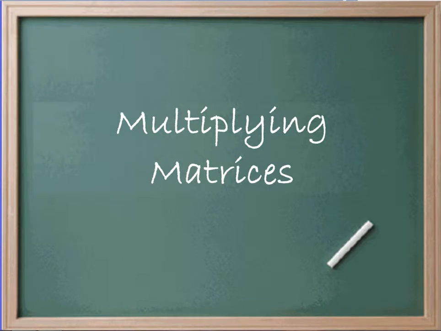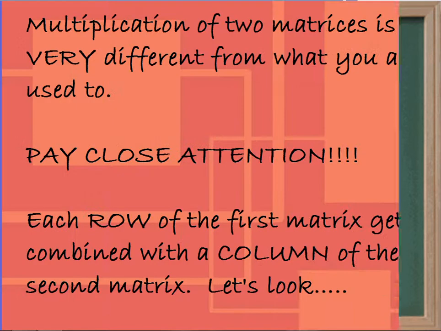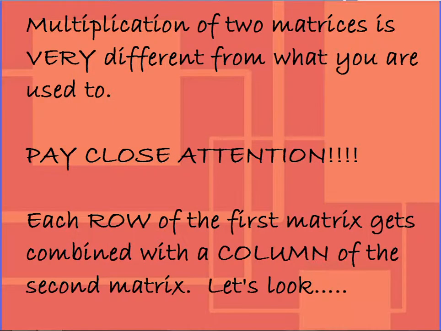Today we're going to talk about how to multiply matrices. Multiplication of two matrices is very different from what you're used to. You need to pay extremely close attention. So in multiplication, each row of the first matrix is going to be combined with each column of the second matrix. Let's take a look at how that's done.